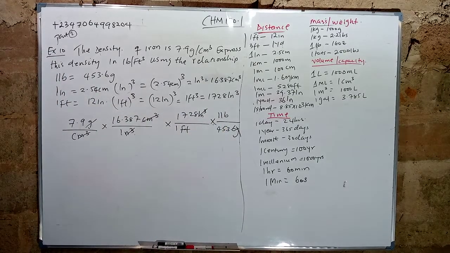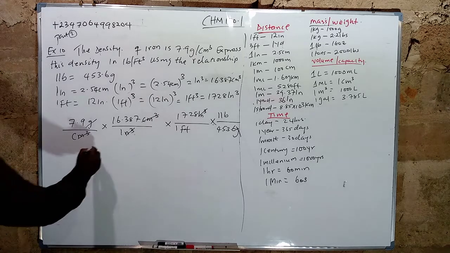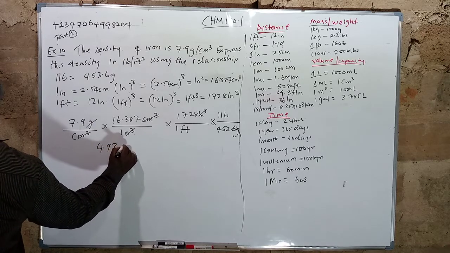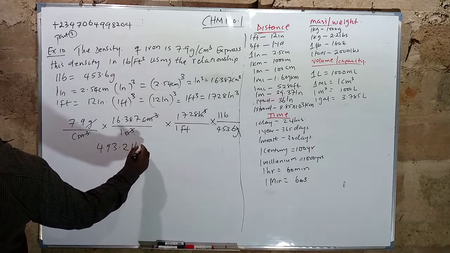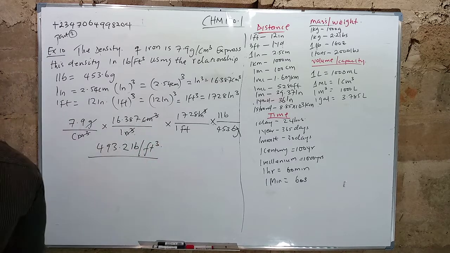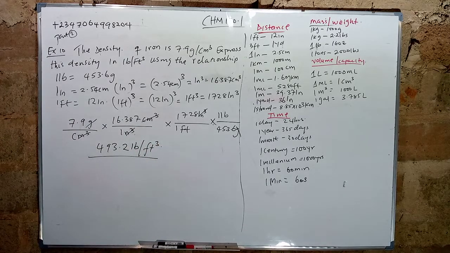So punching everything in your calculator, your answer will give you 493.2 pounds per foot cube. And that is the answer for this question. So keep on solving. Before you know it, you get the hint of all these things.